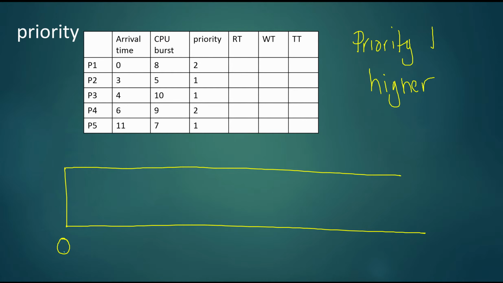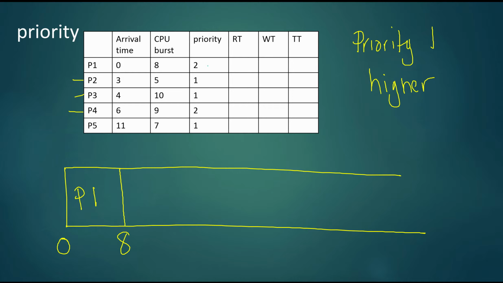So at time 0, the only process that is there is going to be P1. So P1 will have the CPU until time 8. Now the current time is 8, and we have P2, P3, and P4 all in the ready queue. P5 has not arrived yet, so we have to make a choice based on these that are in the ready queue, which has the higher priority.